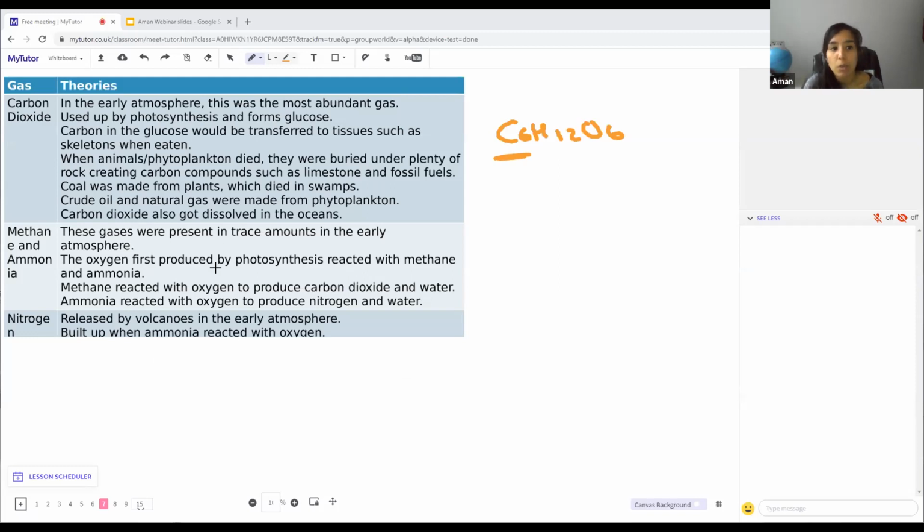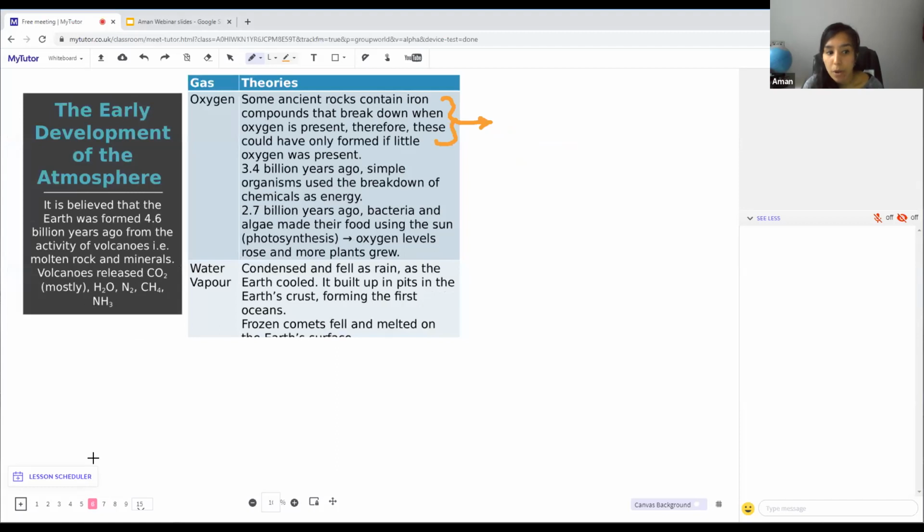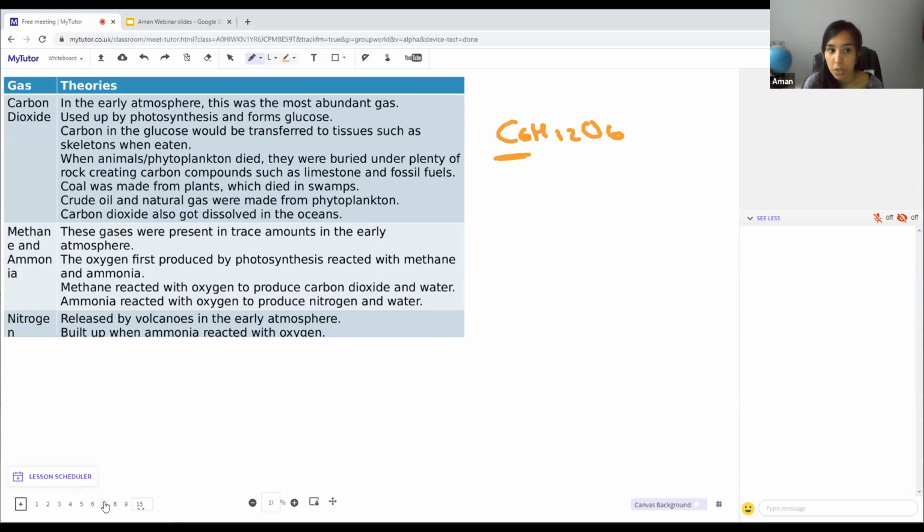Okay, so the final gases we need to know about then are methane and ammonia, and then nitrogen. So let's start with methane and ammonia, and the reason they're in the same box is because what happened to them is very similar. These gases were present in trace amounts in the early atmosphere. You'll remember that I said that volcanoes release methane and ammonia, but again, very little was produced because mostly carbon dioxide was produced.